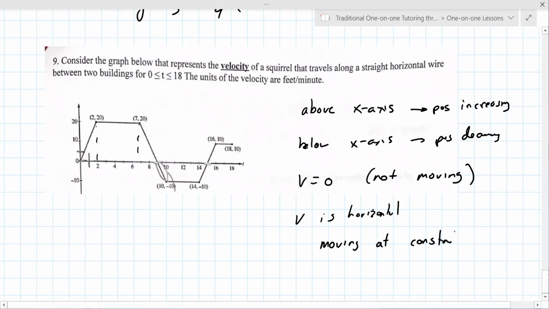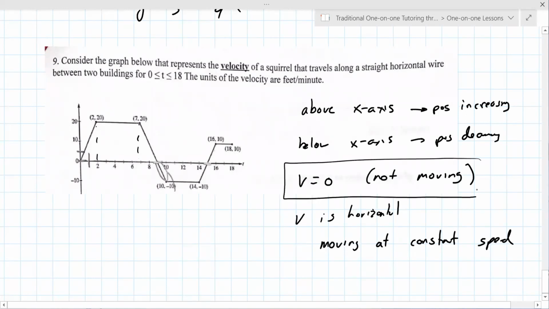So where would it ever be not moving? When velocity is 0. Oh, so is that 9? Okay, gotcha. 9 and 15. So it's increasing from 0 to 9. Decreasing from 9 to 15, and then increasing from 15 to 18. Yes. Not moving at 9 and at 15.